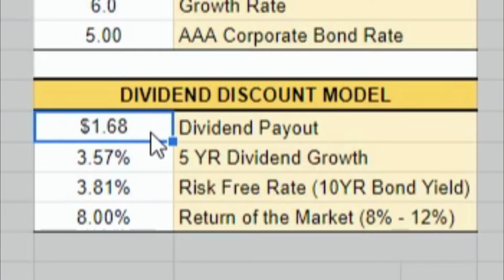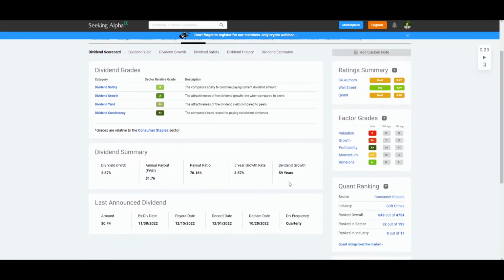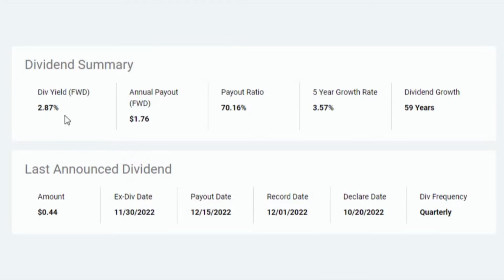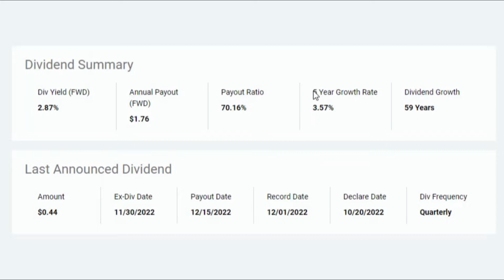Let's go ahead and round out this valuation with the dividend discount model. Now, this is a great company to do the dividend discount model on because it has very consistent dividend payouts. It's been paying out a dividend for about 59 years straight. Over on Seeking Alpha's dividend subtab, dividend scorecard, you can see it's paid out 59 years straight, and these are some of the numbers we're going to be using for our dividend discount evaluation. We're going to use the 5-year growth rate of 3.57, and the annual payout of about $1.76 is what they're projecting for 2022.